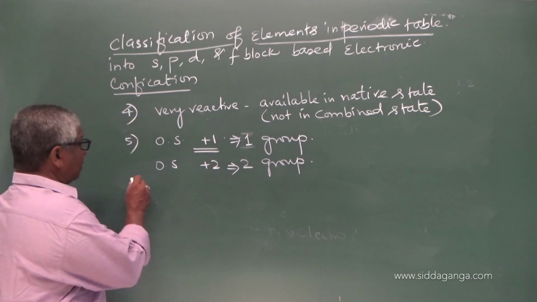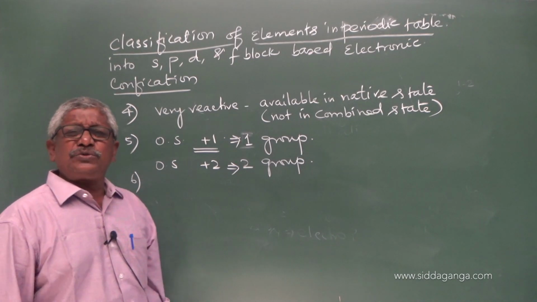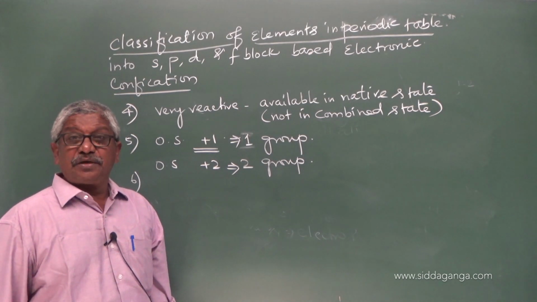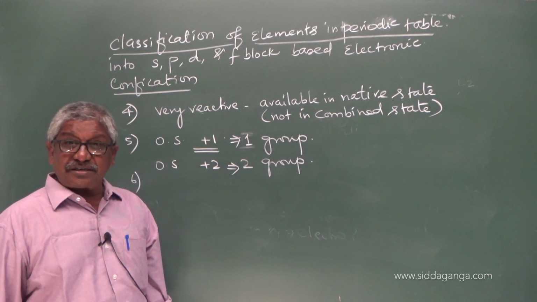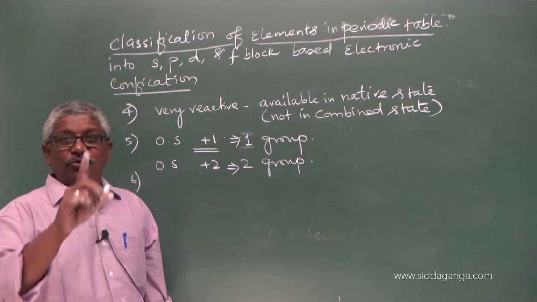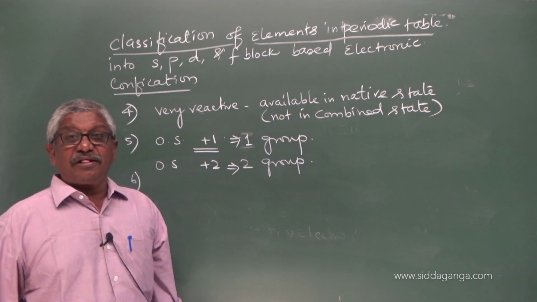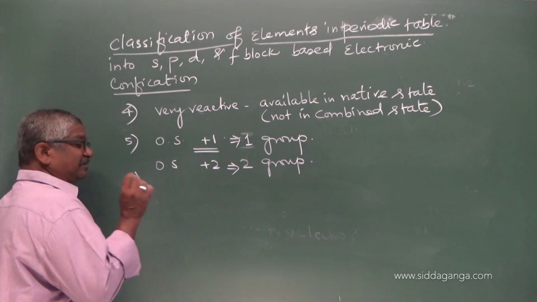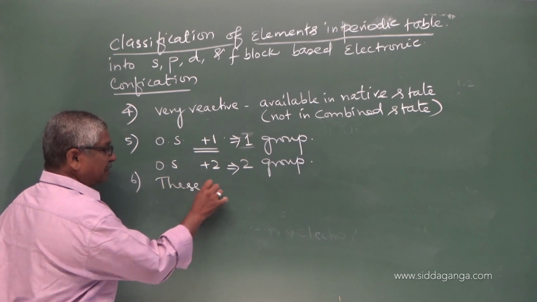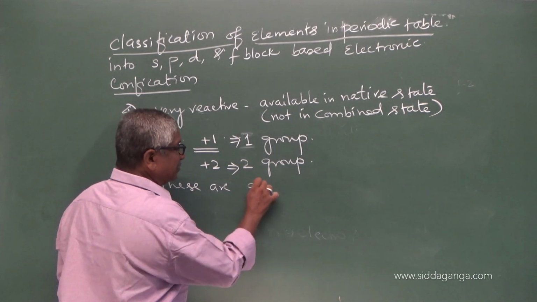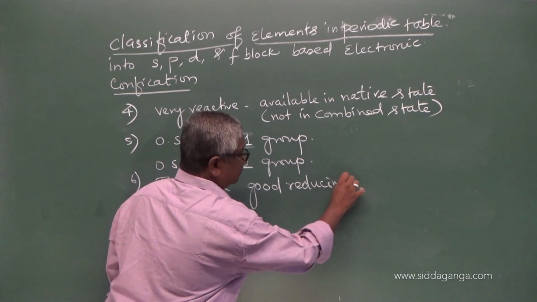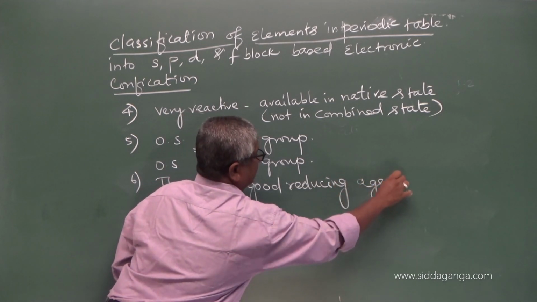Next, they easily lose electrons. Losing of electron is called oxidation. S block elements lose the electron because of low ionization energy. So losing of electron is oxidation. So these are good reducing agents.